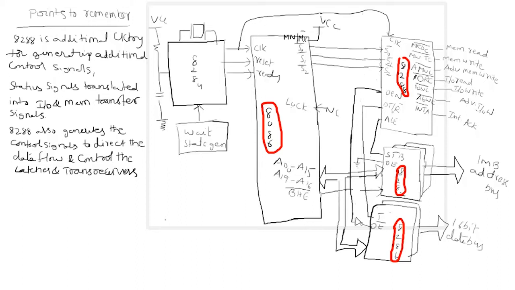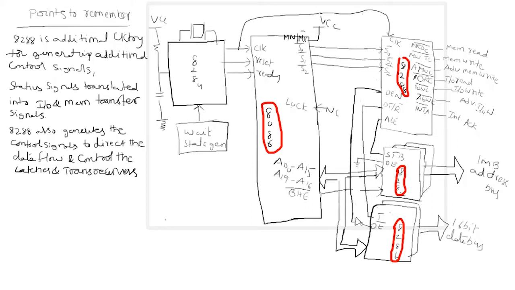Now, additionally, a bus controller, the 8288, is connected to the 8086. This is the additional component added in maximum mode operation. S0, S1, S2 are the status signals connected to the 8288 bus controller. Internally, we have a decoder in this 8288.